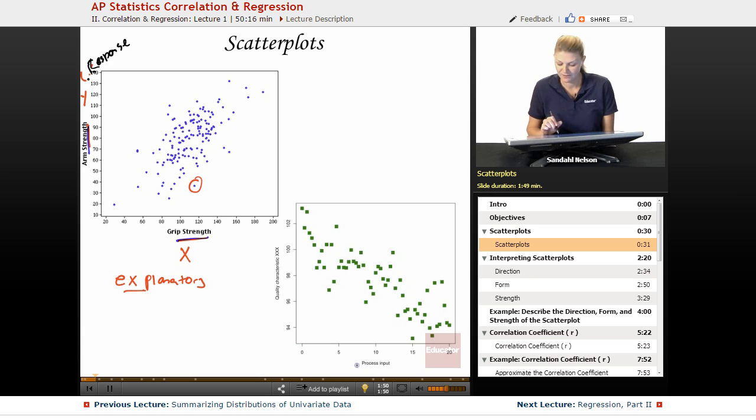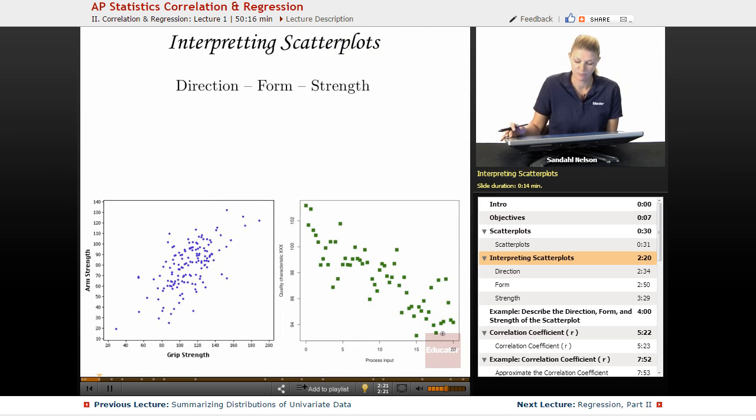Let's look at this other scatter plot. So we have some process and some characteristic. And as the process input goes up, the characteristic goes down. So in the case of arm strength and grip strength, there's a positive relationship. As the explanatory variable goes up, the response variable goes up. In this case, there's a negative relationship. As the process input goes up, the quality characteristic goes down. Let's talk more about that.